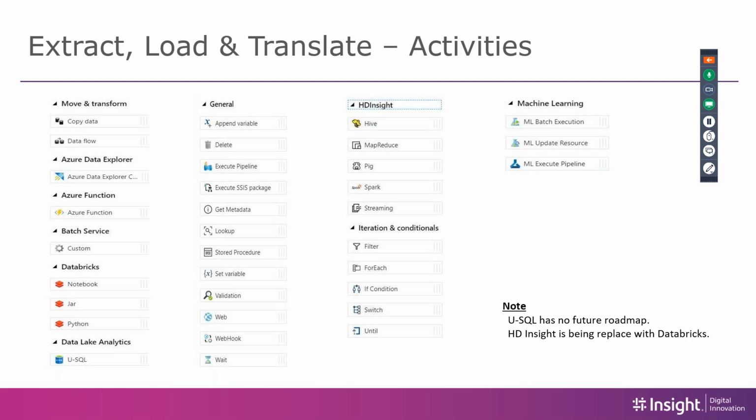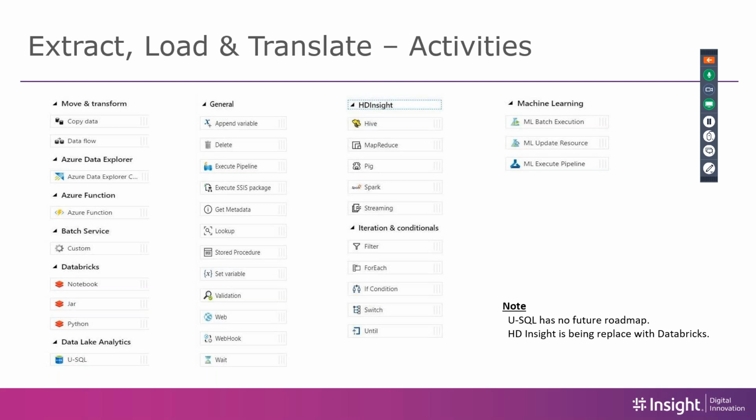So the copy data activity is one of the activities I use all the time. Data flows are new. We'll talk about those pretty soon, okay? Azure Functions, great. I hardly ever use the batch service because it's usually for big data and you have to write a C# program, so I'm not into that. The Databricks notebook and the Python are great ways to go. Like I said, USQL has been deprecated, no roadmap, okay?